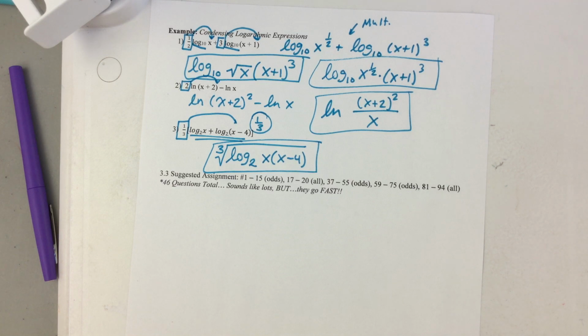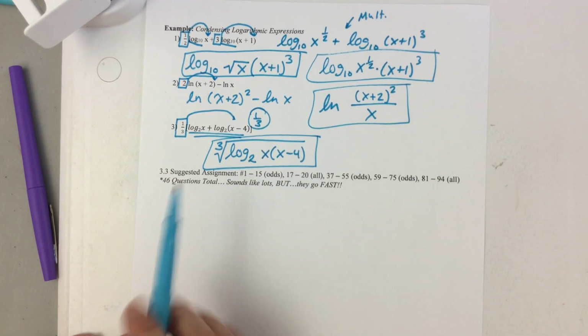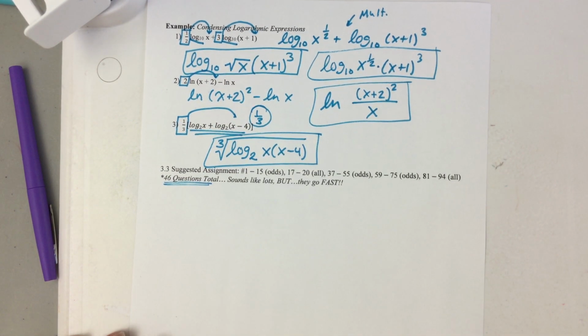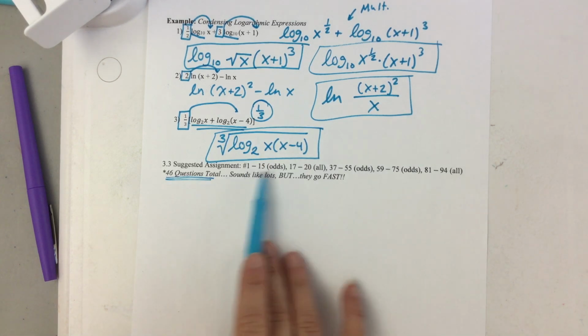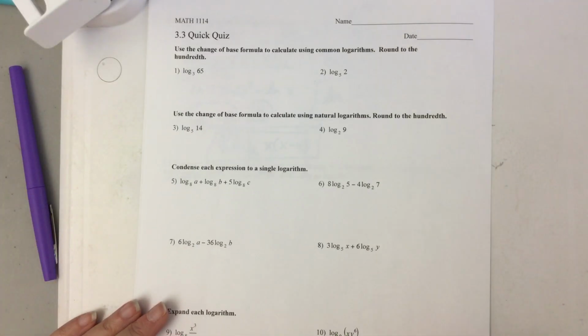Okay, for your assignment today, there is a suggested assignment. There's 46 questions. It sounds like a lot, but you guys, it goes super fast. But if you're worried that you may struggle with condensing or expanding or using that change of base formula, I do highly recommend that you even just try some of them to make sure that you're comfortable. Your assignment is just a quick quiz.